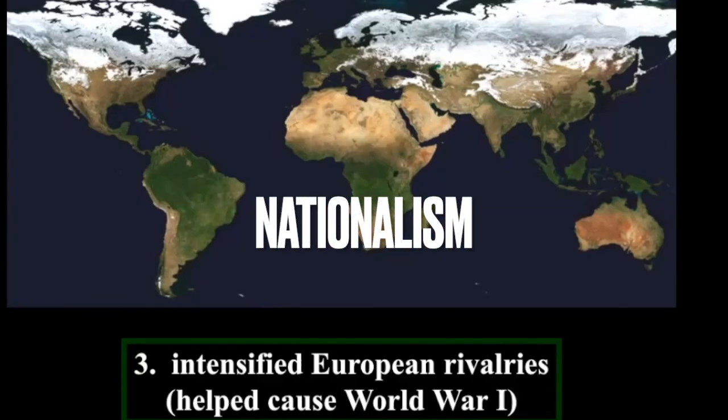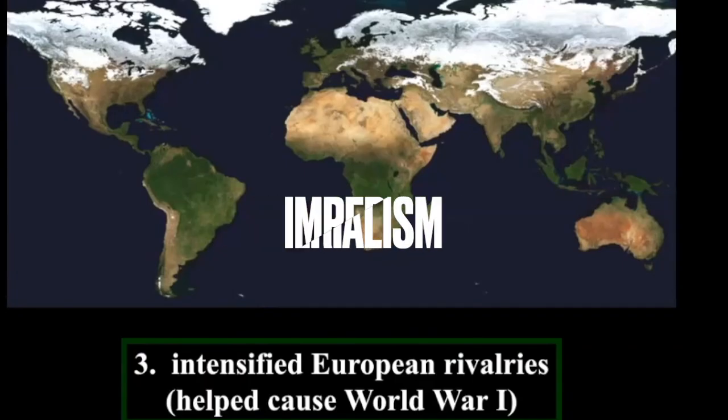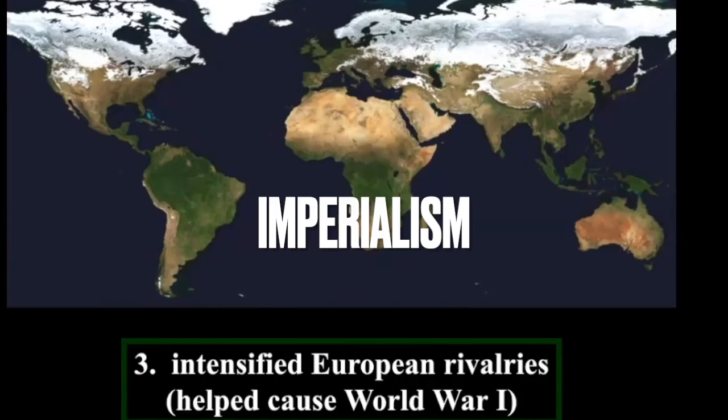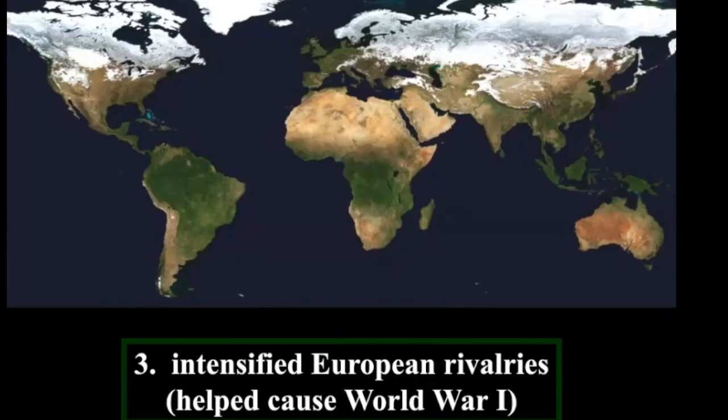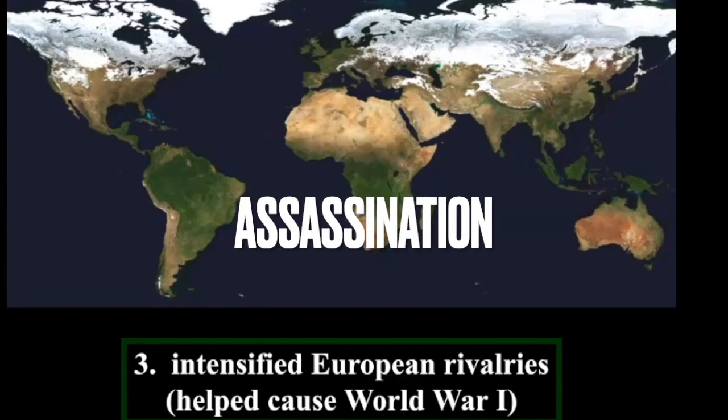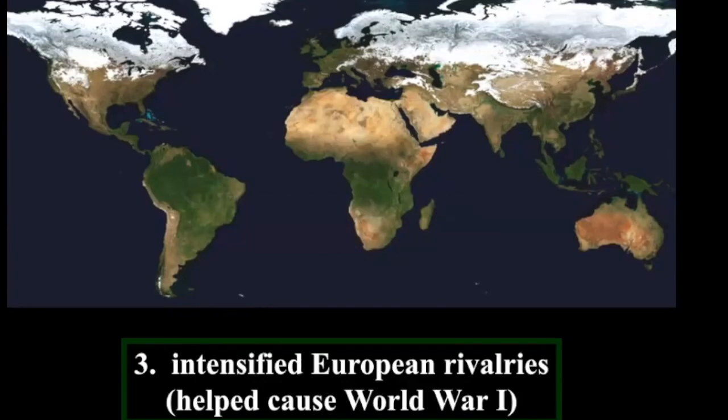Increased nationalism, the idea that, hey, our country is number one and therefore other countries are inferior. Imperialism is going to increase these rivalries. And finally, the last cause of World War I is assassination. The assassination of Archduke Franz Ferdinand in the Balkans. So again, to recap the causes of World War I, you should think of the mnemonic device MANIA. Militarism, alliances, nationalism, imperialism, and assassination.